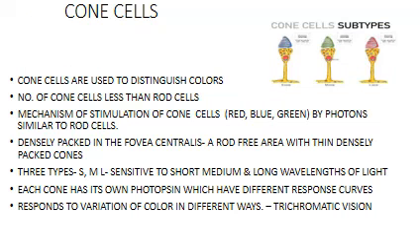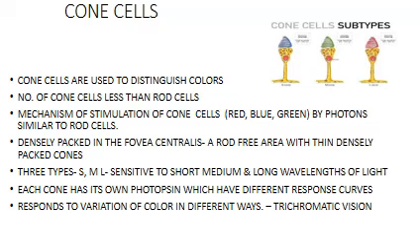Now what do the cone cells do? The cone cells are used to distinguish colors, and the number of cone cells is less than the rod cells. The mechanism of stimulation of cone cells, which you can call red, blue or green, is similar to that of the rod cells. These cone cells are densely packed in the fovea centralis. This is a rod-free area with thin, densely packed cones.